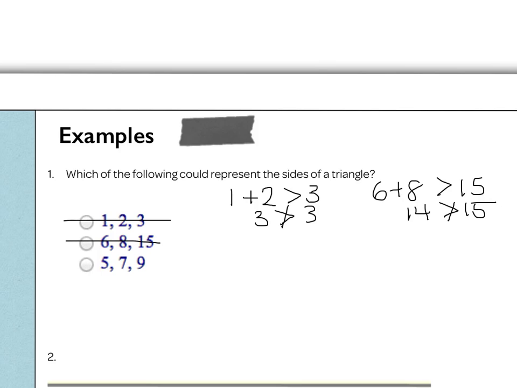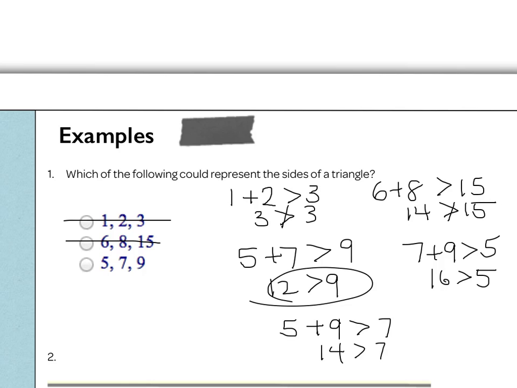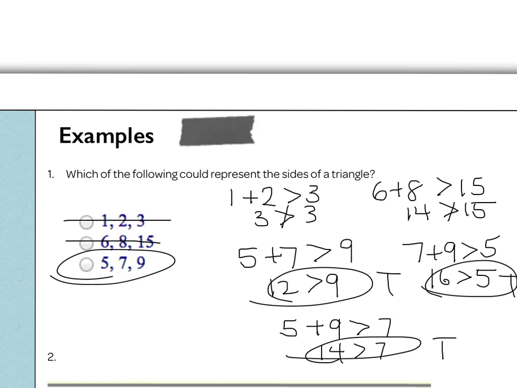Oh my gosh, we only have one choice left. But let's just make sure it works, okay? So we've got 5 plus 7. Is that greater than 9? It is. 12 is greater than 9. And then we have to combine it the other 2 ways. So then we're going to take 7 plus 9. Is that greater than 5? It is. That worked. And then the last combination, we already used 5 and 7, we already used 7 and 9, now we use 5 and 9. Is 5 and 9 greater than 7? It is. So this actually works because all of these are true. True and true. So this is our answer.